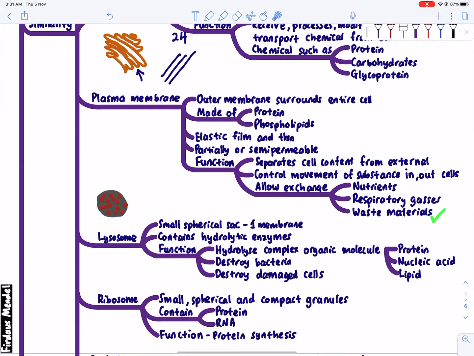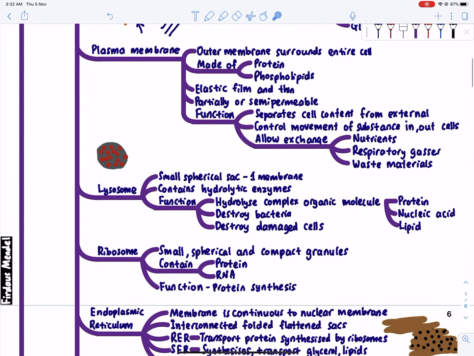And then, of course, we have waste materials produced by the body itself, for example from deamination, or the production of uric acid, ammonia, and urea. All these things need to be excreted from the body. They accumulate in our kidney and are excreted as urine. That is the function of the plasma membrane: allow exchange. And then we have the lysosome.